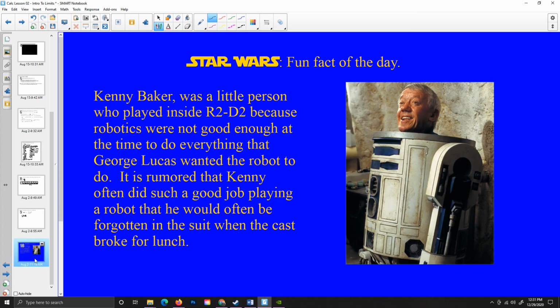Star Wars fun fact of the day. Kenny Baker was a little person who played inside the R2-D2 suit back in 1976 because robotics at that time were not good enough to do everything that George Lucas wanted the robot to do. It is rumored that Kenny often did such a good job at playing a robot that he would often be forgotten in the suit when the cast broke for lunch. Not very nice to do to a little guy.